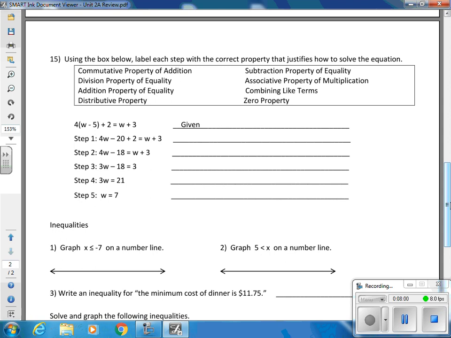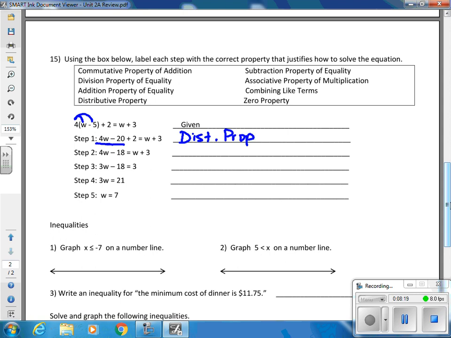But when you go to do step 1, you have to ask yourself, how did I get from what was given to me to step 1? And if you know the process of how to solve something, you can see that the parentheses are no longer there, which means they did 4 times w to get 4w and 4 times negative 5 to get minus 20. And that's known as the distributive property.